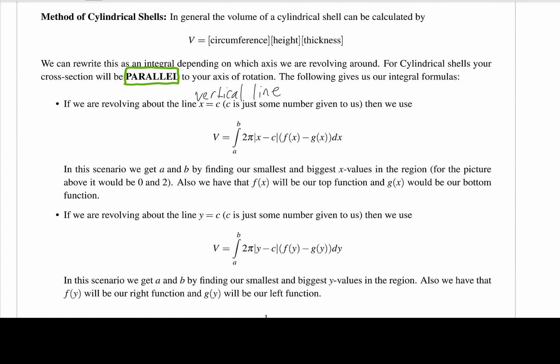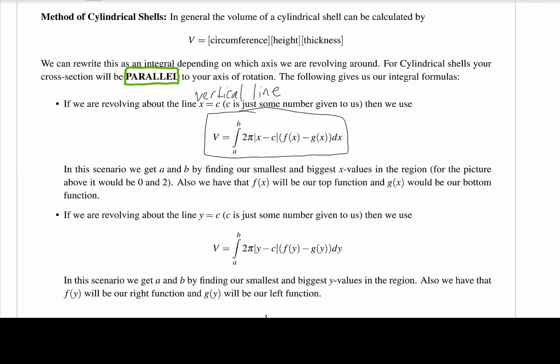C is just some number given to us to use, like x equals 0, or x equals 2, or x equals -3. Then we're going to use this formula. Where this absolute value of x minus c comes in is kind of like when we were calculating our radii for the washer method. It's just making sure that we get a positive number right there. We'll talk more about that when we look at it in different cases.